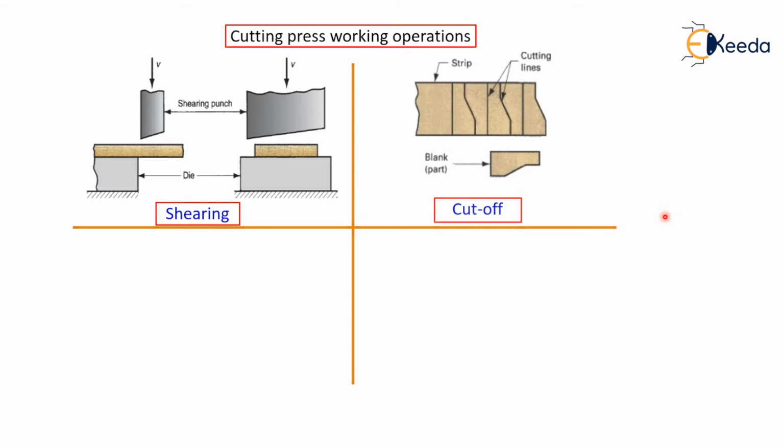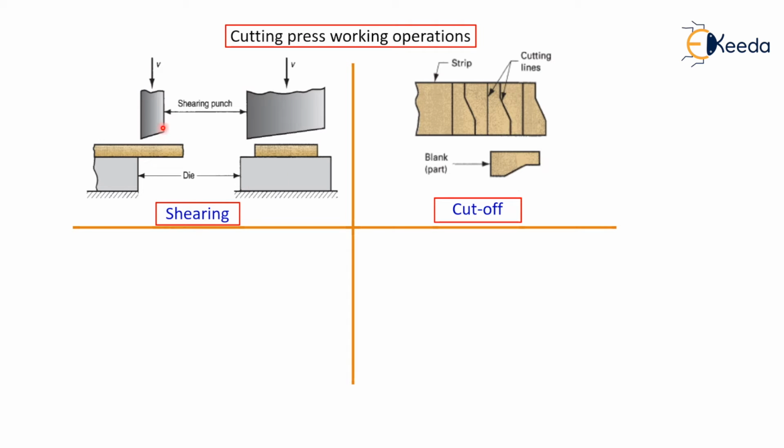Second process is cutoff. Cutoff is a shearing operation in which the blanks are separated. This is called a blank. The blanks are separated from the sheet metal strip by cutting the opposite sides of the parts in sequence. With each cut, a new part is produced. The features of the cutoff operation that distinguish it from conventional shearing operations are: the cut edges are not necessarily straight. Here you can find that this cutting edge is not straight.